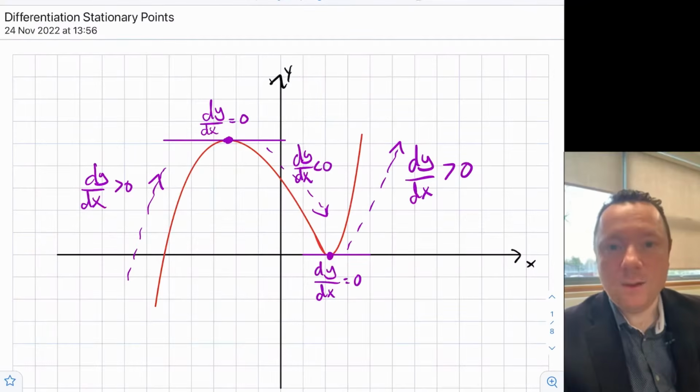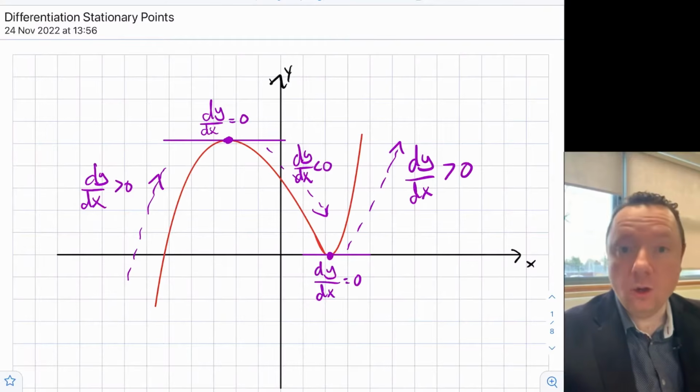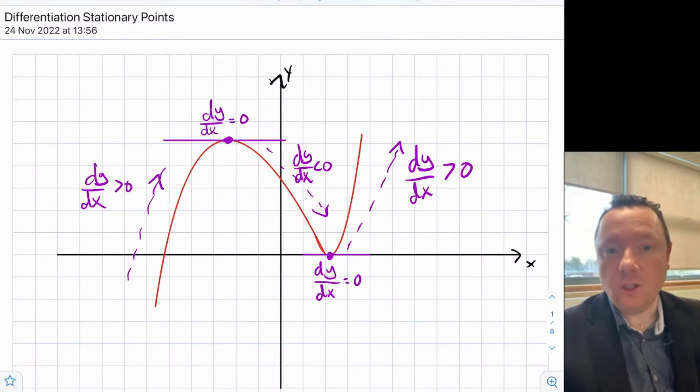Mr. Clellan here from Clellan Maths. Today we're going to look at differentiation and look at stationary points and how we can tell the nature of those stationary points.